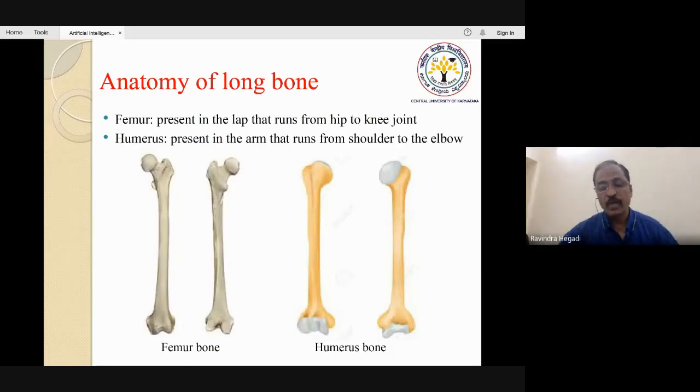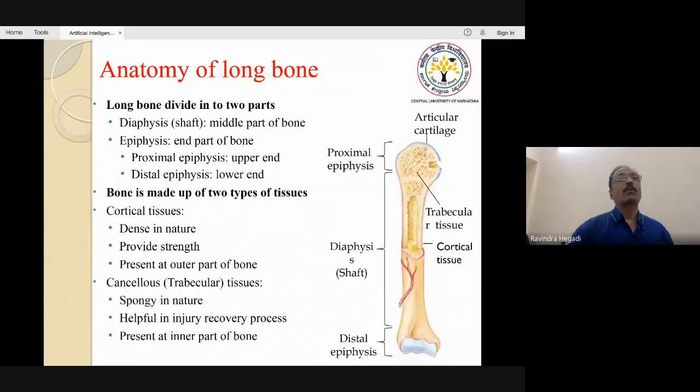We have also used the humerus bone, that is the arm bone, the upper part of our hand. The humerus bone is present in the arm and runs from the shoulder to the elbow. So that bone also we have used for the experimentation for our problem.